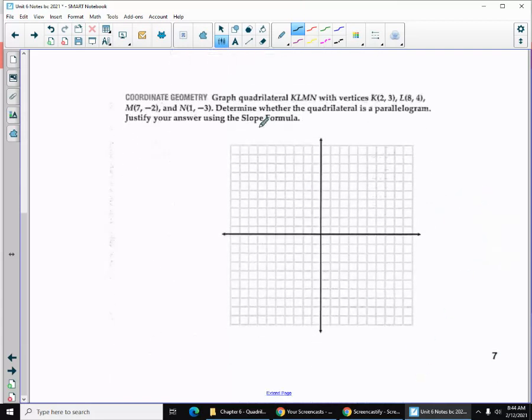Graph quadrilateral KLMN with vertices K (2, -3), L (8, 4), M (7, -2), and N (1, -3). Determine whether the quadrilateral is a parallelogram. So the question I have for you, is it a parallelogram? Well, it may not be. Justify your answer using slope formula. So when I say slope formula, you will try to show that the opposite sides are parallel.